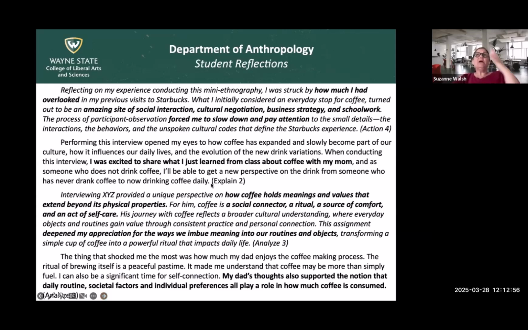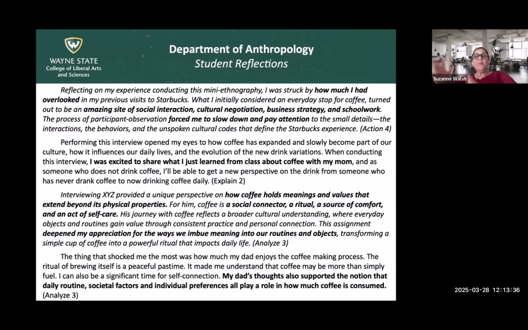One of the ways I understand if students are really getting it is what they reflect on in their mini ethnographies and their interviews. I see a range of ideas coming from students, and I'm not focused totally on, oh, we need everyone to be at a level 4, the capstone level. If someone can at least get to a level where they're able to explain, like, this student was excited to share what I just learned from class about coffee with my mom, if they're able to explain it, I feel like I've done my work.